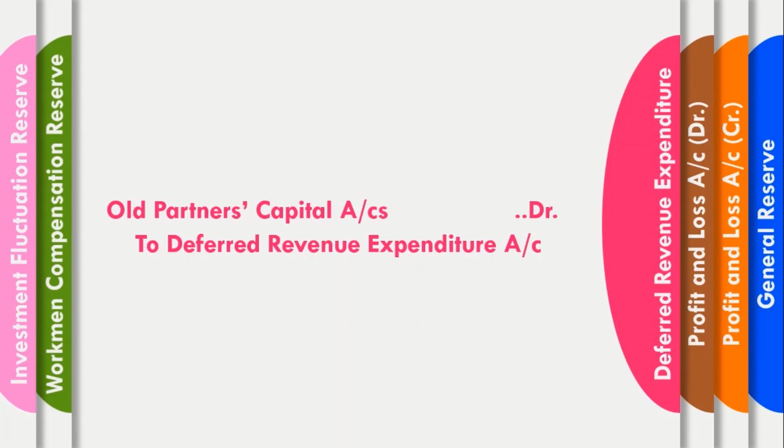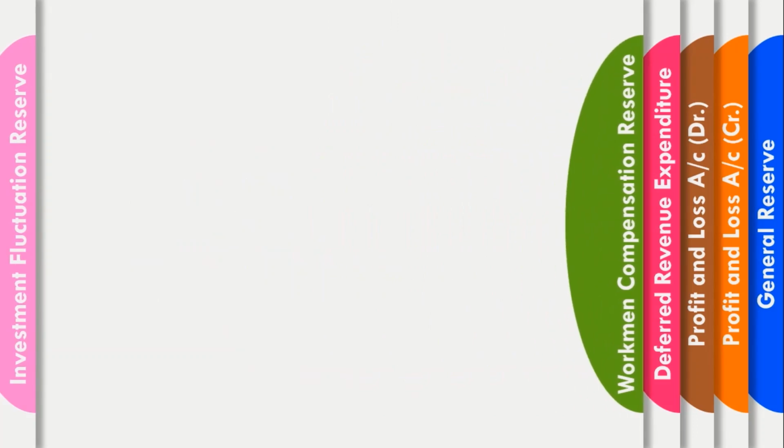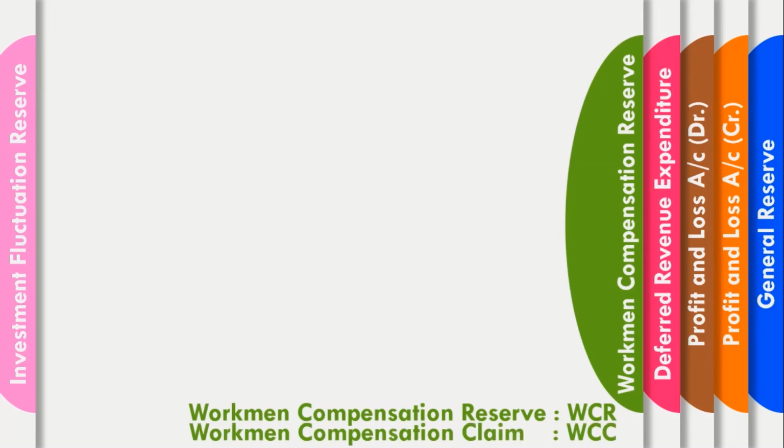Now, next is workmen compensation reserve. For this, we will prepare a chart. So, please get ready with your paper and pen to understand and pen down the concepts clearly. Before starting this, let me tell you that for workmen compensation reserve, we will write WCR in our notes, and for workmen compensation claim, we will write WCC.